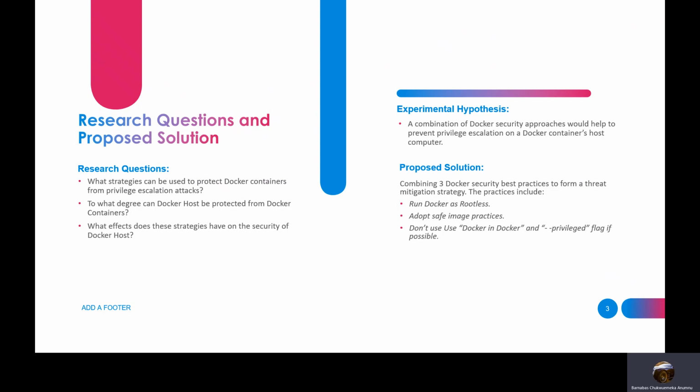These are the practices. First, run Docker in rootless mode. Second, adopt safe image practices. And third, we encourage that if the privilege flag should be used in Docker, it should be used with caution. If not, avoid using the privilege flag.